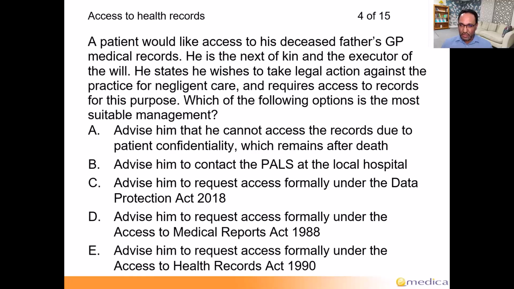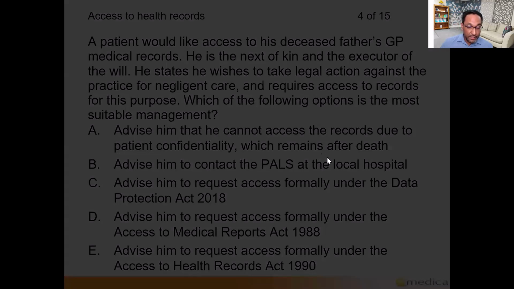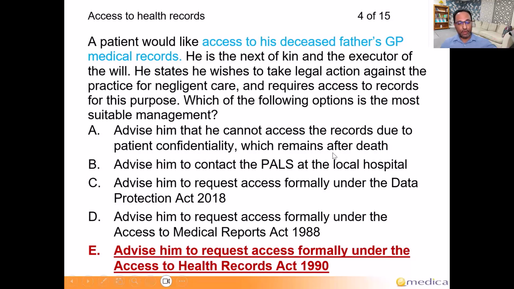Okay, great. So the 2 popular answers are C and E. So the Data Protection Act 2018 and the Access to Health Records Act 1990. The key thing to this is that this patient doesn't want to access their own records. They want to access their father's records, and their father's passed away, and they've got a legitimate reason. They're the next of kin, and they're the executor of the will, and there's a reason why they want access. They think there's been negligence, so they're thinking about legal action. So the correct answer is E. If you want to access someone else's records who's passed away, and you've got a legitimate reason to do so, then you apply under the Access to Health Records Act 1990.